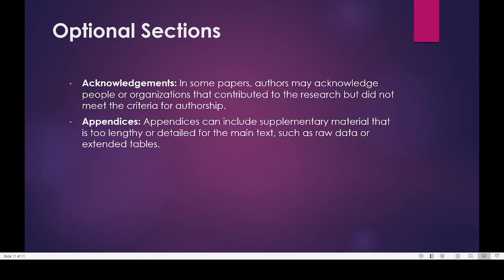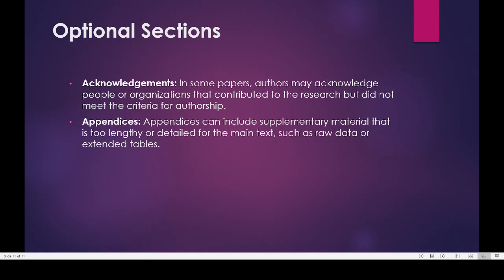Some authors may acknowledge people or organizations that contributed to the research but did not meet the criteria for authorship. For example, sometimes for your field work, one of your close friends was accompanying you most of the time. So he or she has given you some help. You can mention his or her name there, because their help made your study easier. But they have not been involved in either data analysis or paper writing. So you can mention their name in the acknowledgement.